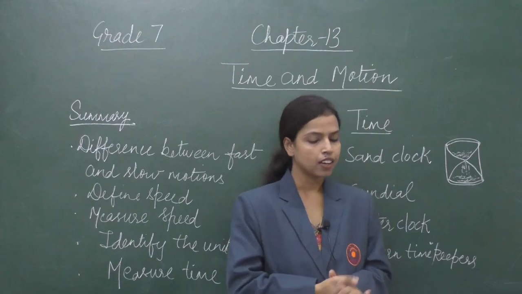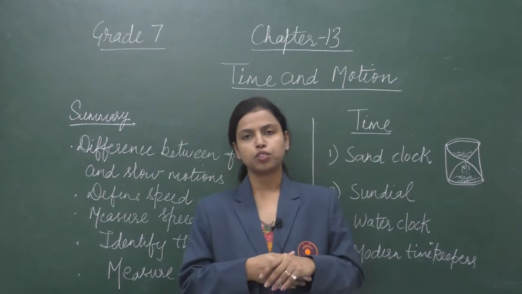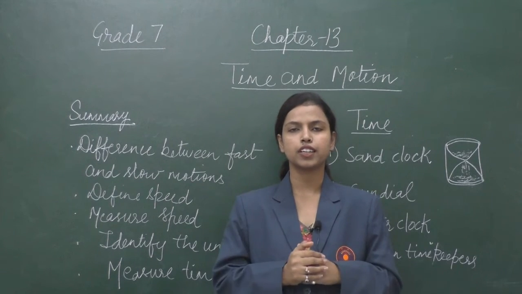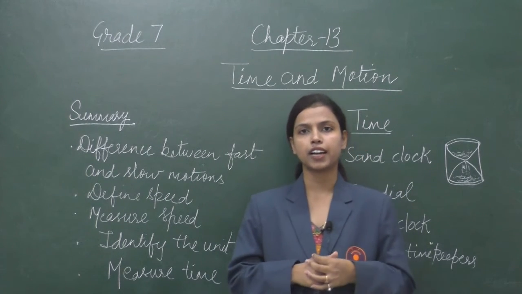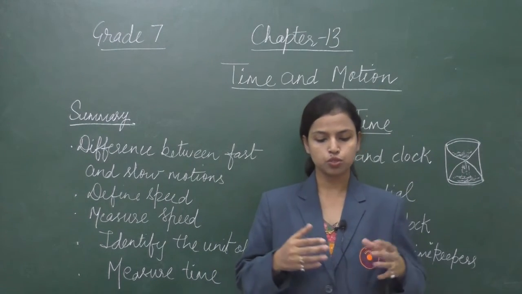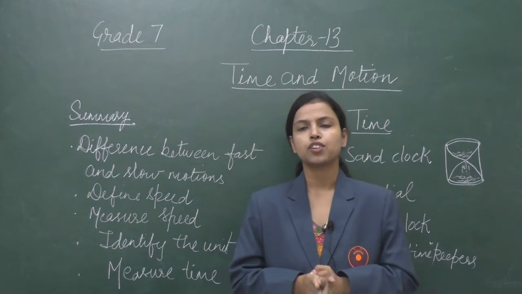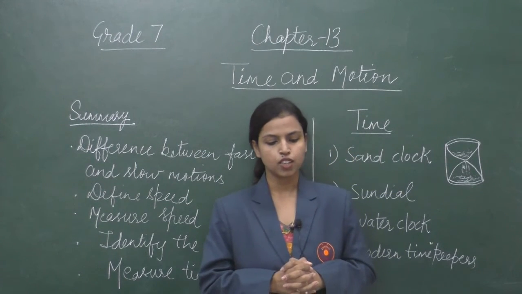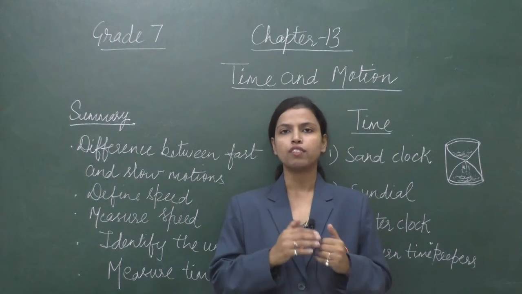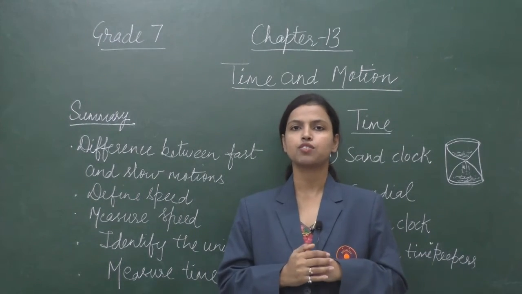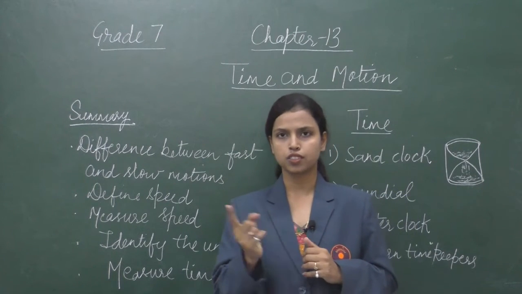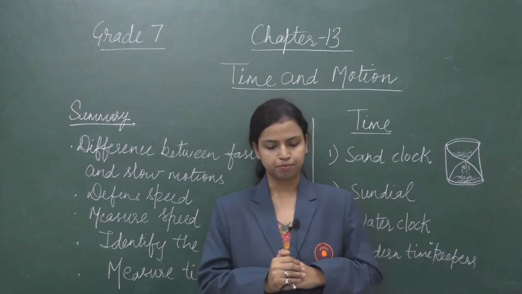Now time. In our previous era, in our older days, our elders used to tell time without a clock. How did they do that? They did that by the repetition of sunset and sunrise. So from one morning to the next morning it is one day. From one full moon to the next full moon it is 1 month. And 1 year is the time taken by Earth to circle around the sun.